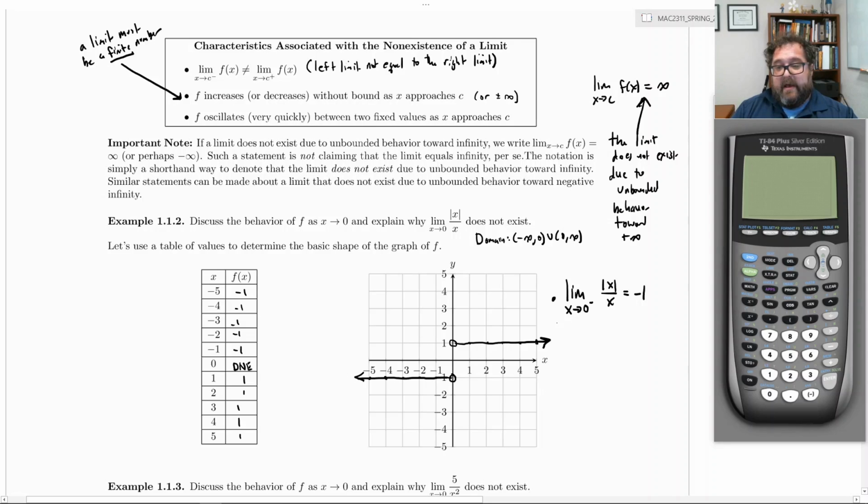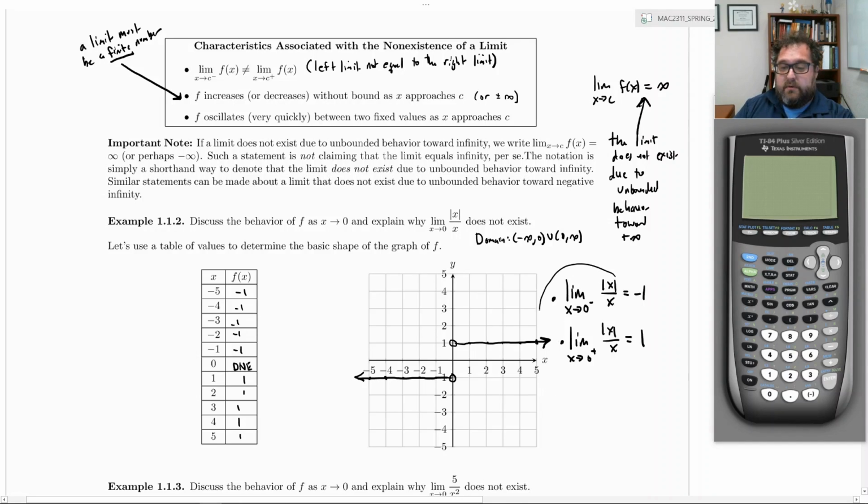And then we can look at the limit as x approaches 0 from the right of absolute value of x over x. And what's happening with the y values on the right? Well, again, from the table or from the graph, you can see that all of the y values on the right-hand side are positive 1. So clearly, the trend is positive 1. But what do we see is true about the limit from the left of 0 and the limit from the right of 0? Since they're not equal, that means the regular two-sided limit does not exist.